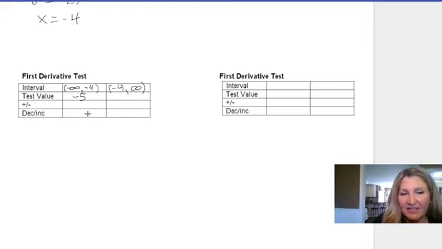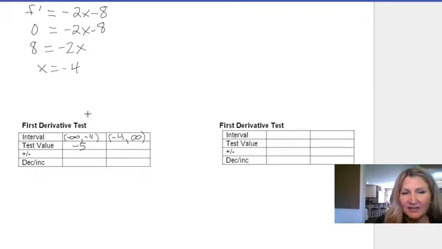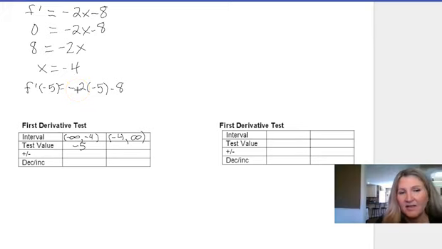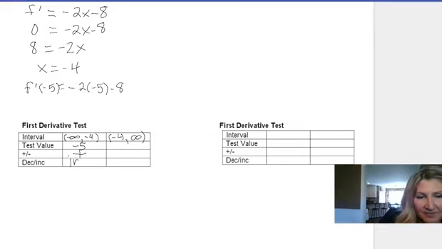Negative 5 is a test value. I want to know what is the slope at negative 5. So to find that slope at negative 5, I'm going to have to plug it into this derivative right here. So negative 2 times negative 5 minus 8. I'm plugging that negative 5 into that first derivative. So that's going to give me 10 minus 8, and that's going to give me a positive answer. If I get a positive answer for the slope, that means the function has to be increasing. It has to be going up.